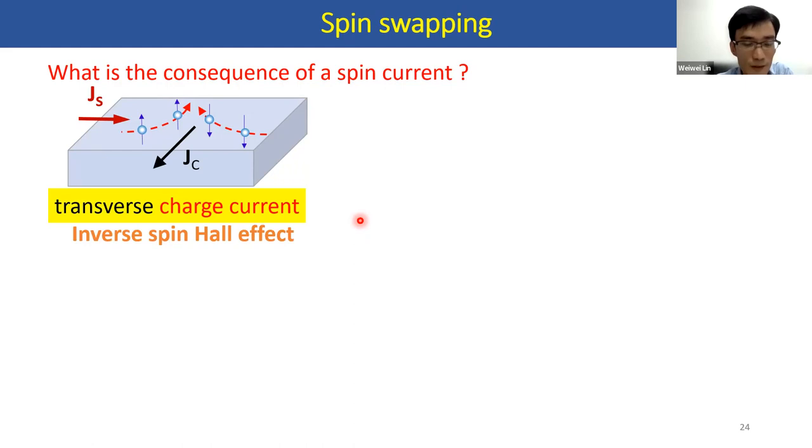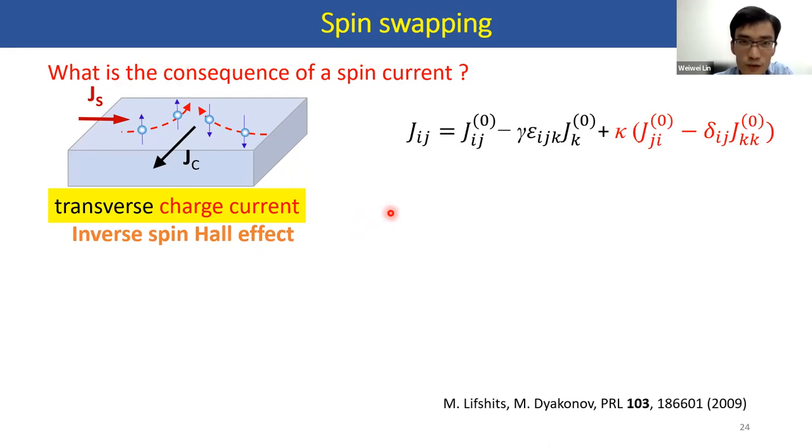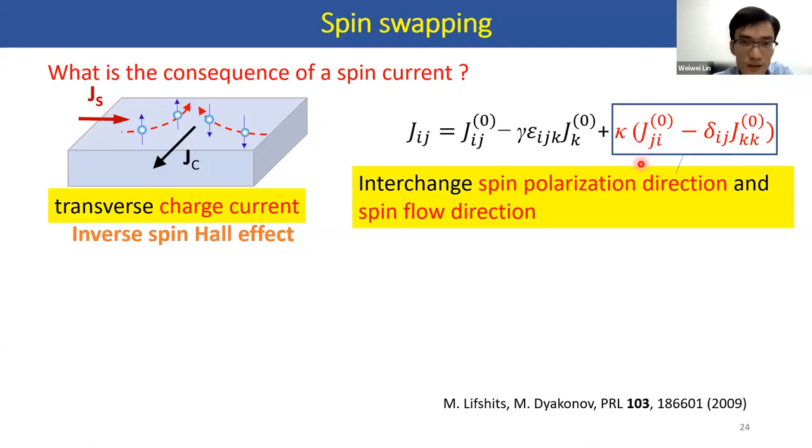In 2009, Michel Diakonov, who earlier predicted the spin Hall effect, also described the equation for the spin transport. Here there is a term, the third term. This indicates the interchange of the spin polarization direction and the spin flow direction. This has been overlooked previously.